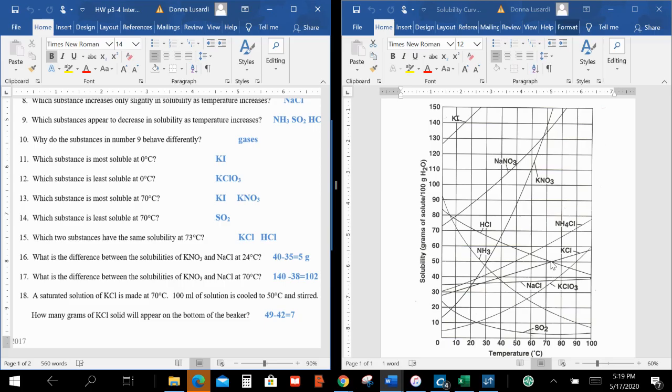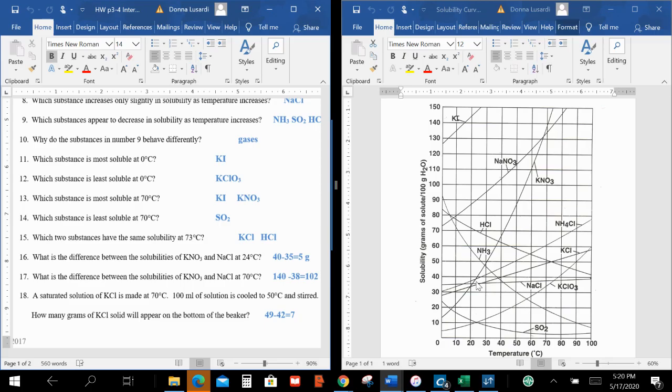What is the difference between KNO3 and NaCl at 24 degrees? Well, 24 degrees, somewhere around here. KNO3 is about 40 grams. NaCl is about 35 grams. So we get a difference by subtracting: 40 minus 35, the difference is about 5 grams.